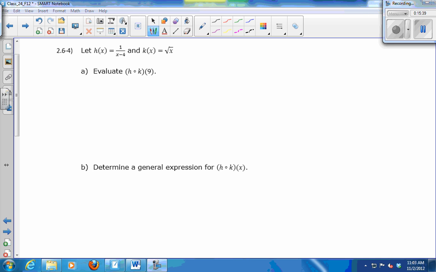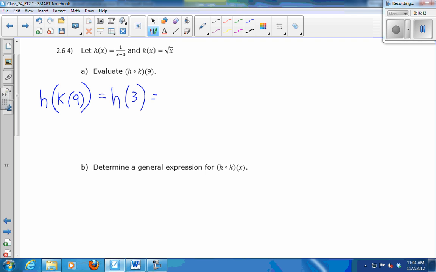Okay, so let's go over this. So first, translate it to our normal function notation. So h circle k 9, that means h of k of 9. Okay. So then you start with the innermost parentheses and you work your way out. So we start with the 9 and we plug it into k. We get the result and we plug that into h. So when I plug a 9 into the k function, what do I get? 3. So I'm going to replace k of 9 with a 3. And then when I plug 3 into the h function, what do I get? Negative 1. I get 1 over 3 minus 4, which is negative 1.